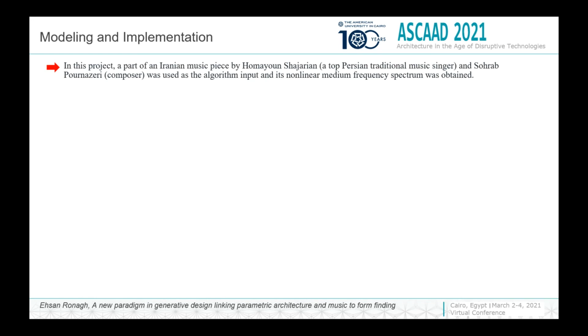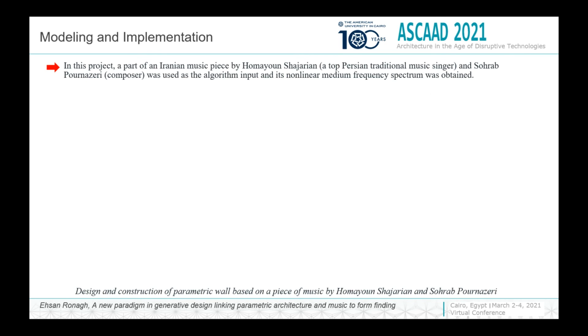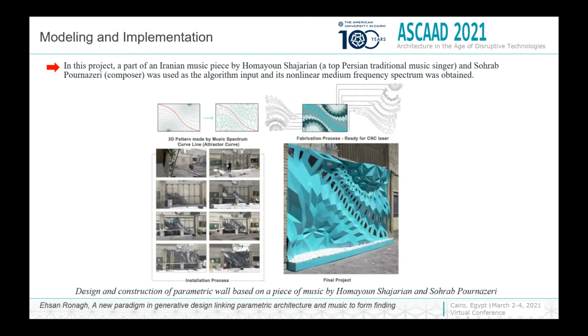Using the basic geometric algorithm and deformation methods described earlier, we created the initial pattern of Rosetta geometrics and Gerechini in a two-dimensional form, which is found in Iranian architecture. Then, based on the attractor curve algorithm, the effect of that nonlinear medium spectrum resulting from the music is applied to the designed two-dimensional patterns. So, the output was a parametric three-dimensional shell that was affected by a specific music piece.